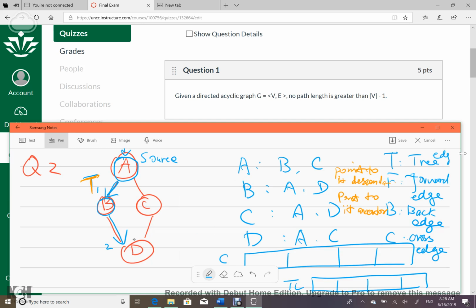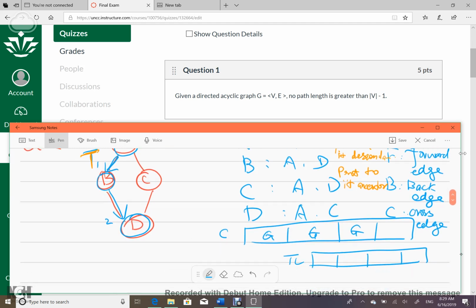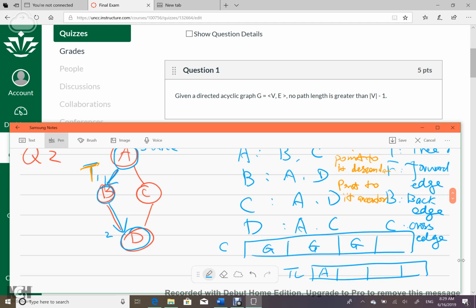Once you go to D, you continue to check, right? So here we need to fill in each one. A should be gray, B is gray, D is gray, right? And the parent here: A is the parent. A is its own parent, and B's parent is A, parent of C we do not know yet, parent of D is B, right?